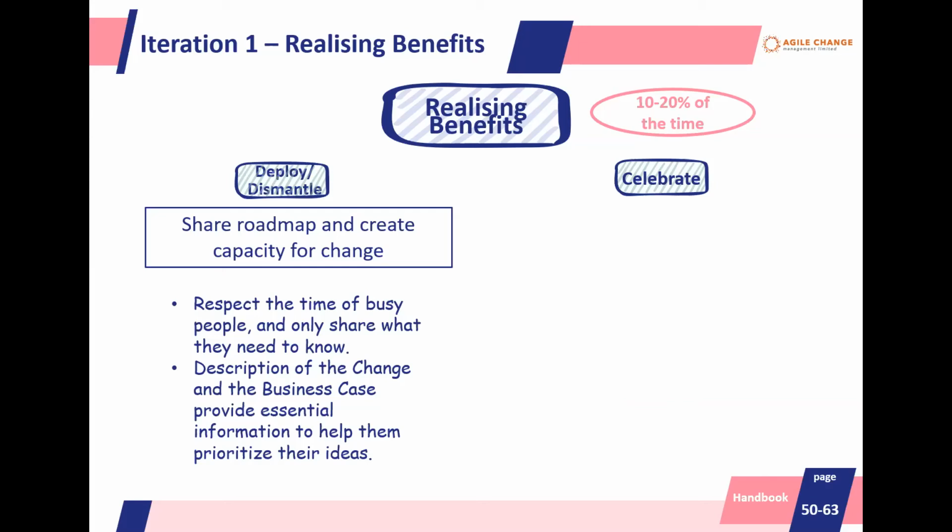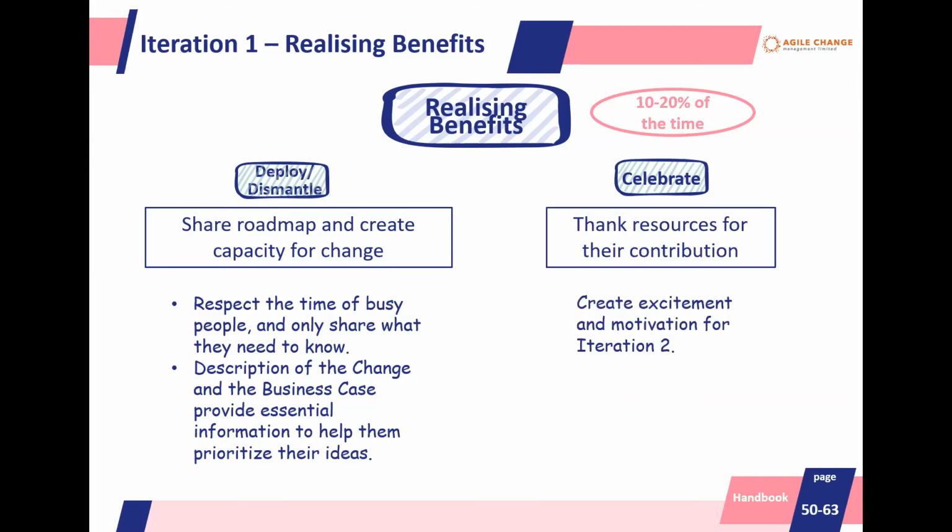So we only share the absolute minimum. And the minimum is at least explain the scope of the change and the business case, because that, of course, creates the benefits. And understanding the benefits will help people prioritise what work to include and what work is not so essential, because the most important work to do is the work that creates the biggest benefits. If they can see the business case, they know what those benefits are. And of course, once we've put that in place, we want to celebrate and thank everybody for the creation of the work from iteration 1 and create a motivation to want to get involved in iteration 2 onwards.